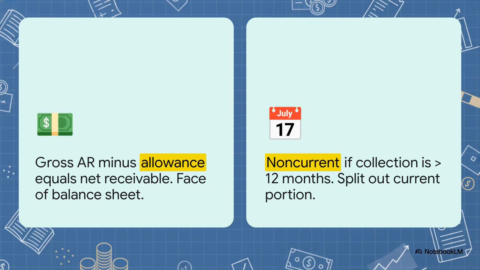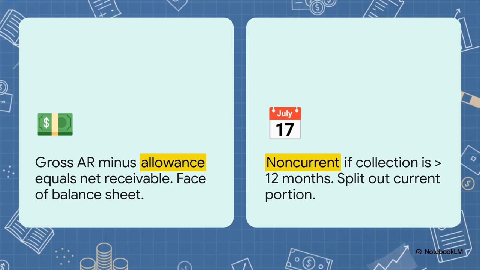Let's start with the balance sheet. Notice how classification hinges entirely on one thing, the 12-month expected collection window. If we expect to collect within 12 months, it's a current asset. We take the gross accounts receivable, subtract the allowance for credit losses, and boom, that equals our net receivable. And you can present that net figure as a single line item right on the face of the balance sheet, as long as the gross amount and the allowance are disclosed in the notes.